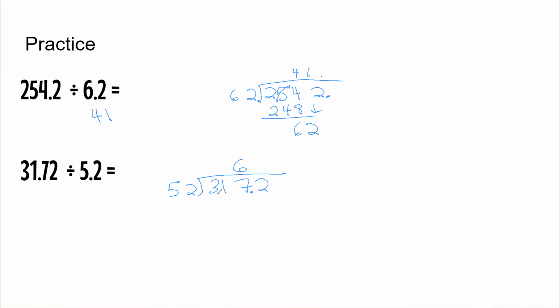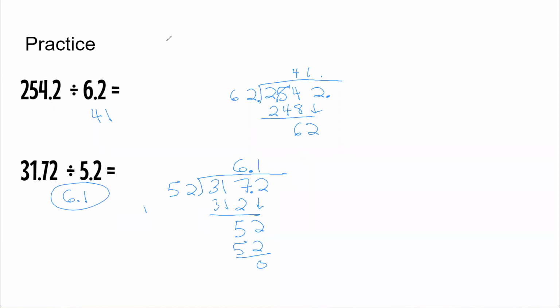Let's try it. 6 times 2 is 12. Carry the 1. 6 times 5 is 30 plus 1 is 31. Yep. And I have 5 left over. All right, I'm bringing that decimal straight up in my answer. I'm going to bring down my 2, and I know that 52 goes into 52 once. 1 times 52 is 52. I have a remainder of 0, so my answer is 6.1. I hope you got the same answer.